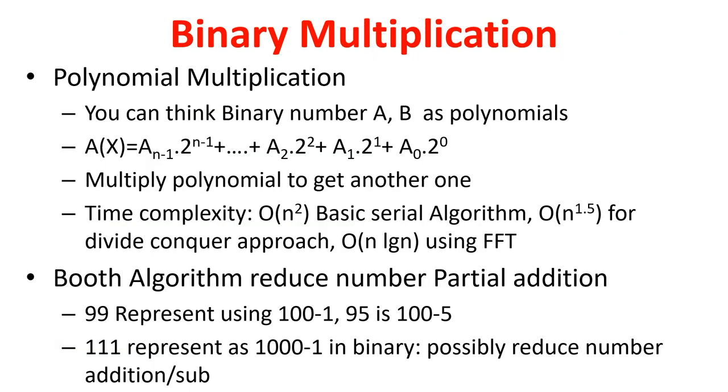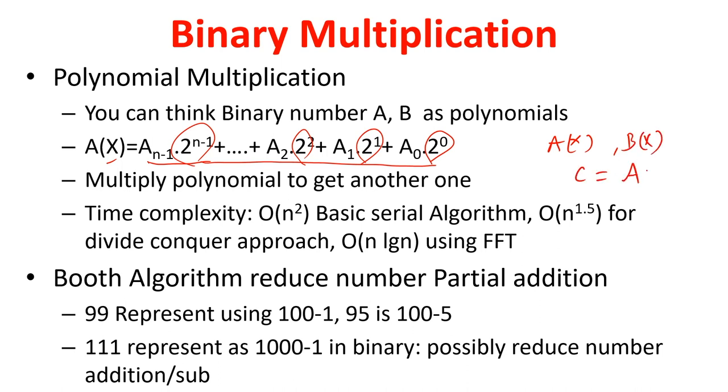Okay. So binary multiplication, particularly of binary numbers, can be mapped to polynomial multiplication if you want to solve it in an algorithmic way. We can think of binary numbers A and B as polynomials. A(x) is a polynomial of degree n, and here the base is 2: 2 to the power 0, 2 to the power 1, 2 to the power 2, up to 2 to the power n minus 1. Multiplying 2 polynomials gives another one. A(x) is a polynomial, B(x) is a polynomial, and suppose C equals A times B. So this is a 2 polynomial multiplication.